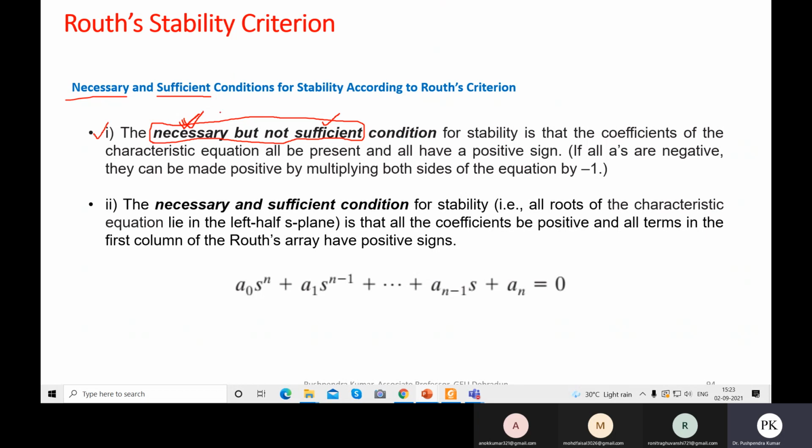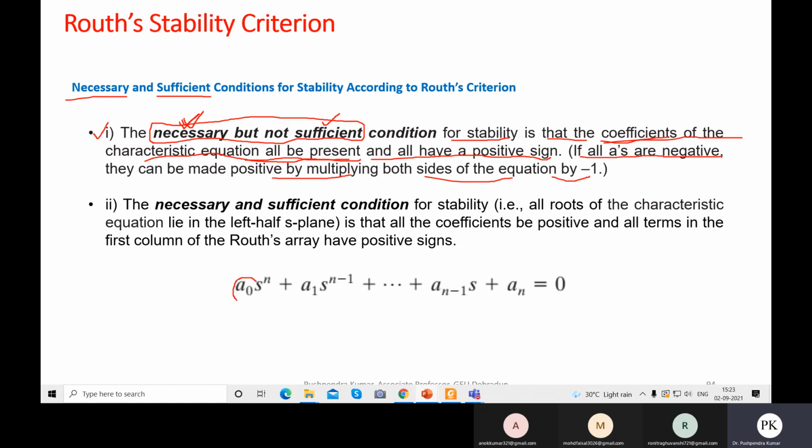Okay, so this is a necessary condition for stability: the coefficients of the characteristic equation must all be present and all have a positive sign. If all the a's are negative, then they can be made positive by multiplying both sides of the equation by -1. That means the coefficients of the characteristic equation must all be present and positive.